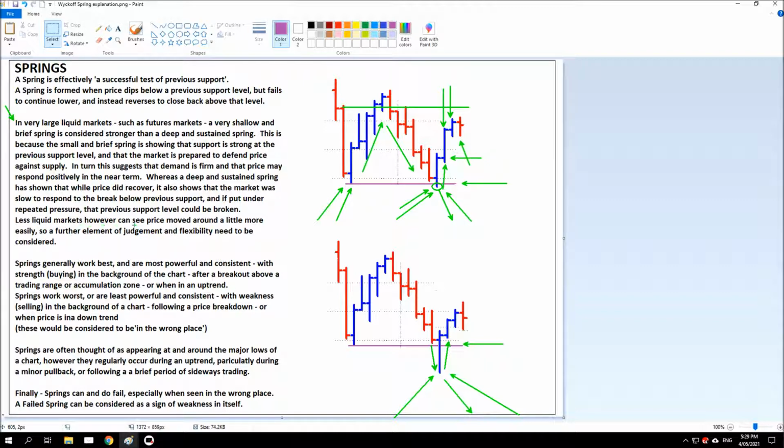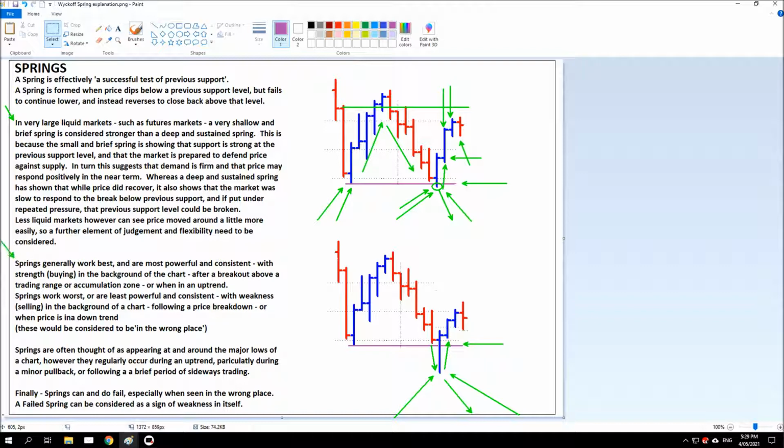Less liquid markets, however, can see price move a little more freely and easily. So you need to have a further element of judgment and flexibility when you're considering springs in less liquid markets, especially in small and micro caps, when you may see a dip lower, but it's not necessarily reflecting weakness, it's reflecting a lack of liquidity in the market, and perhaps they were running for stops, and then they push back out and you get a deep spring, but it wasn't actually a weakness.